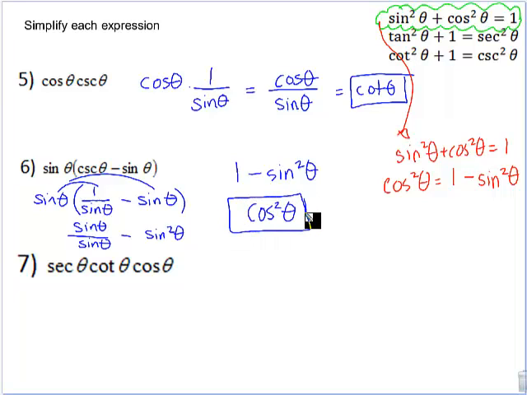Okay, so we used our identity right here. We use that identity to replace it. So the identities work as they are, but they also work rearranged in different orders. You can rearrange them to suit your needs. So there we wanted it rearranged so we could. Okay, how about 7? Secant of theta times cotangent of theta times cosine of theta.